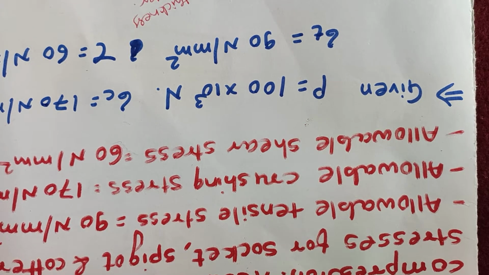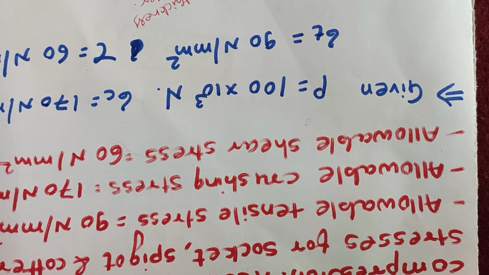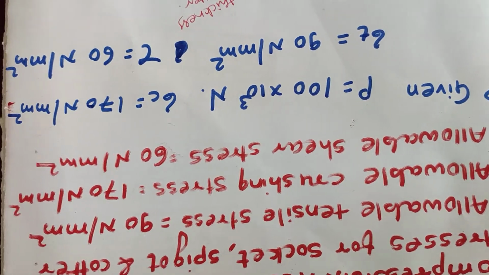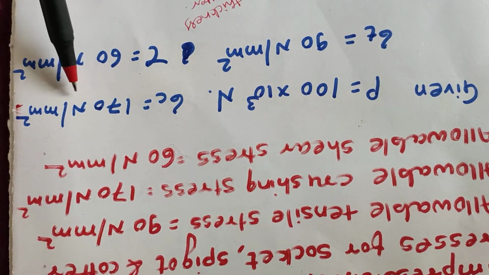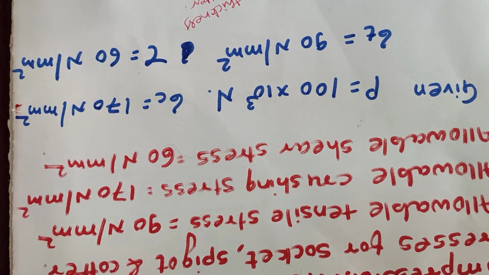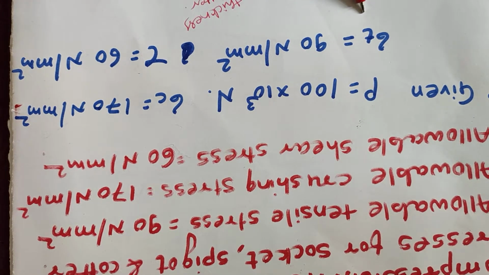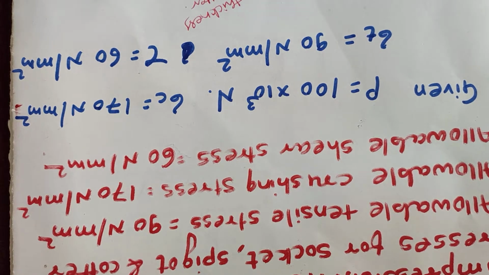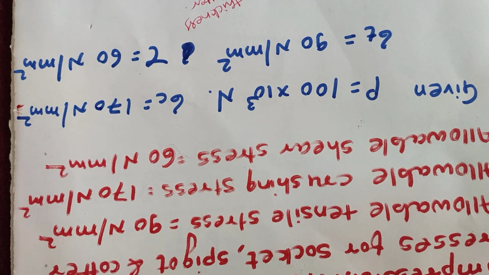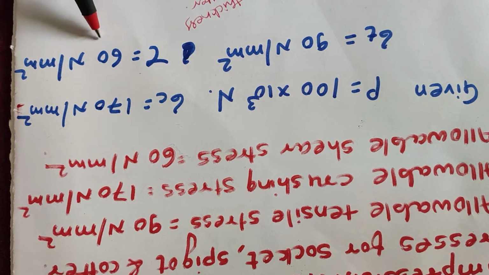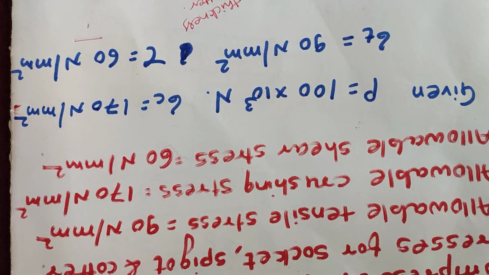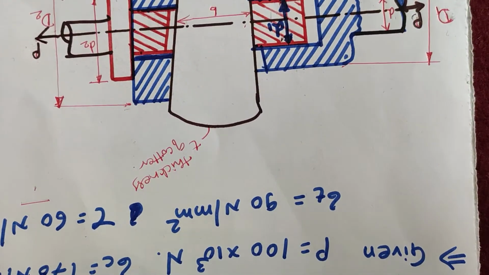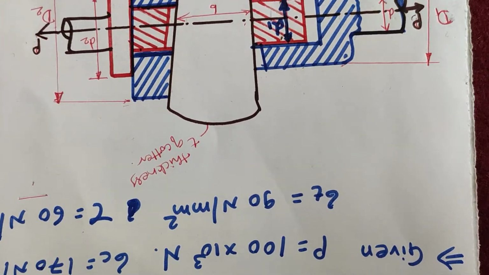The allowable crushing stress sigma c is 170 Newton per mm square. Allowable tensile stress, that is sigma t, is 90 Newton per mm square. And allowable shear stress tau is 60 Newton per mm square. So this is the given data, and for this we have to design the quarter joint.